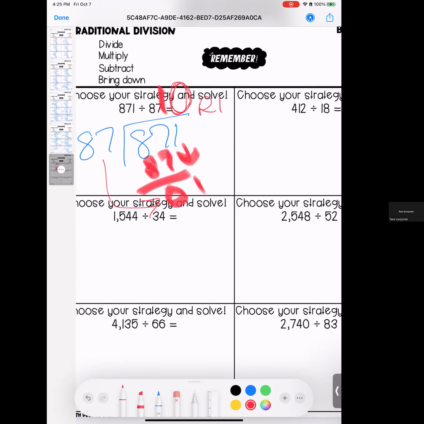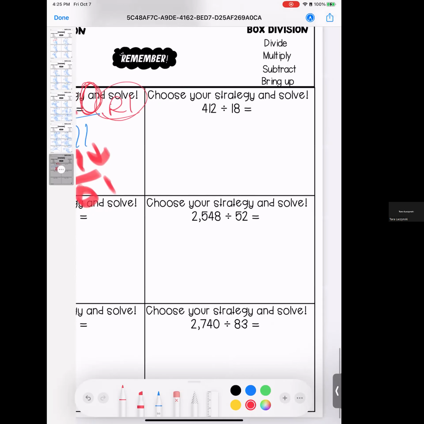Remember to ask yourself, does my answer make sense? If I said that 87 went into 871 one time, that should be a red flag for my brain that I am missing something, specifically the 0. Remember, we can always check these with multiplication. So I could say to myself, well, 87 times 1 is only 87, but 87 times 10 is 870. That's really close. If I add my remainder, I'm right there.